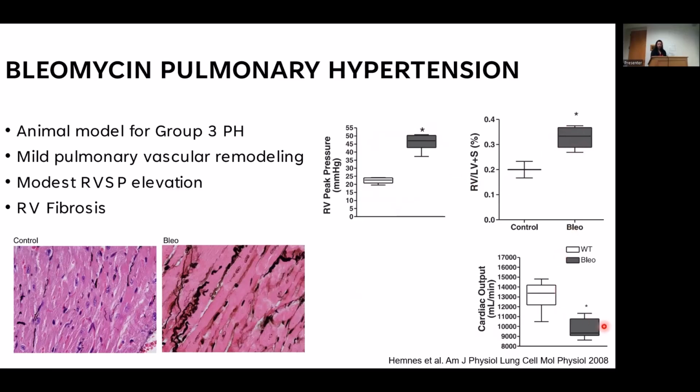And then in these mice, the cardiac output was decreased in the bleomycin-treated animals. These animals get bleomycin intratracheally, so that it's directed only at the lungs and causes the fibrosis and the changes there.